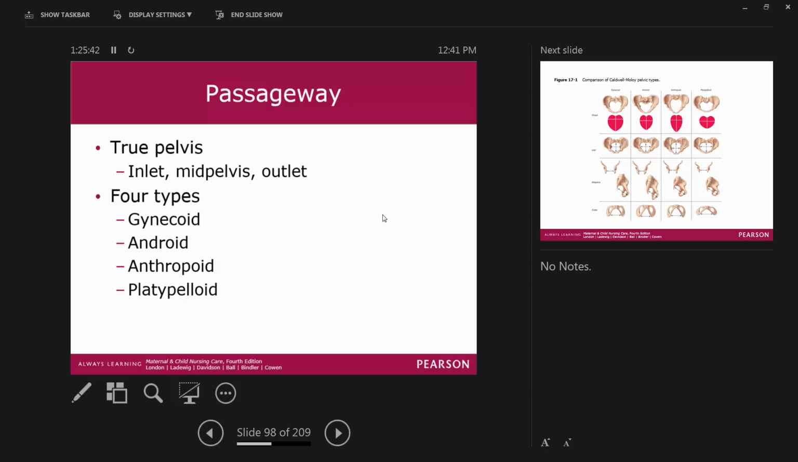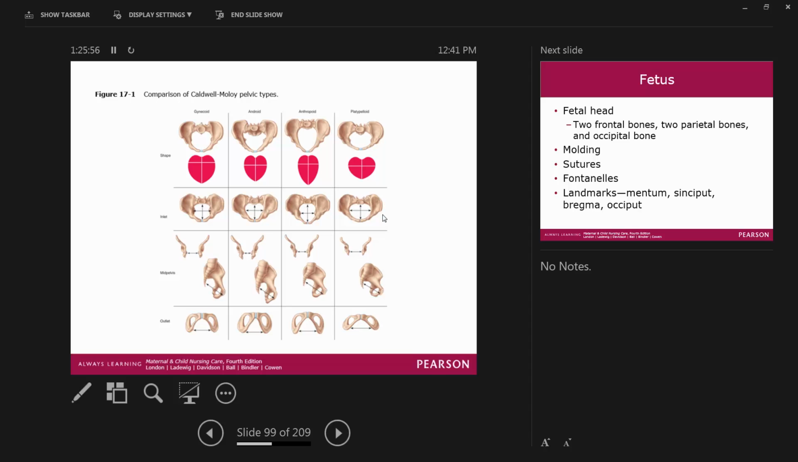There's 4 types of pelvises: gynecoid, android, anthropoid, platypelloid. Their shapes are indicative of whether or not this woman will be able to deliver vaginally. So there's 2 pelvises up there that can deliver vaginally. Which ones, by looking at them, do you think? The 2 on the left. The first one and the third one. Okay? If your woman has these shaped pelvises, she will, 99.9% sure, not deliver vaginally. That baby will not come down through the birth canal.